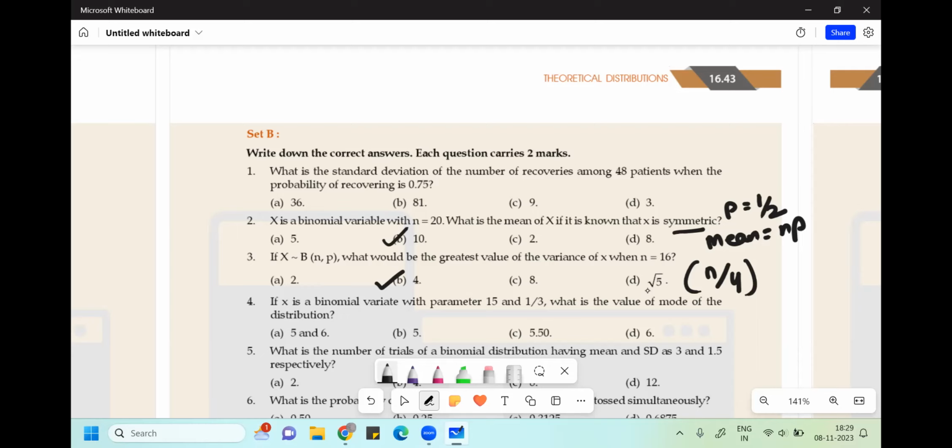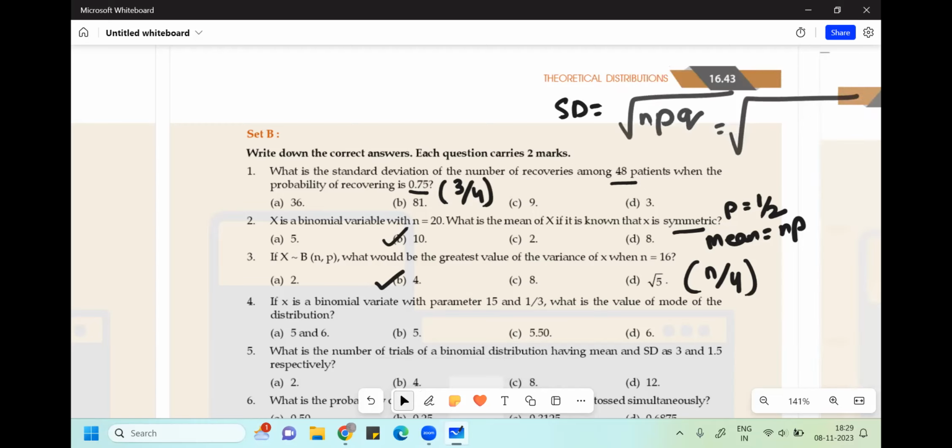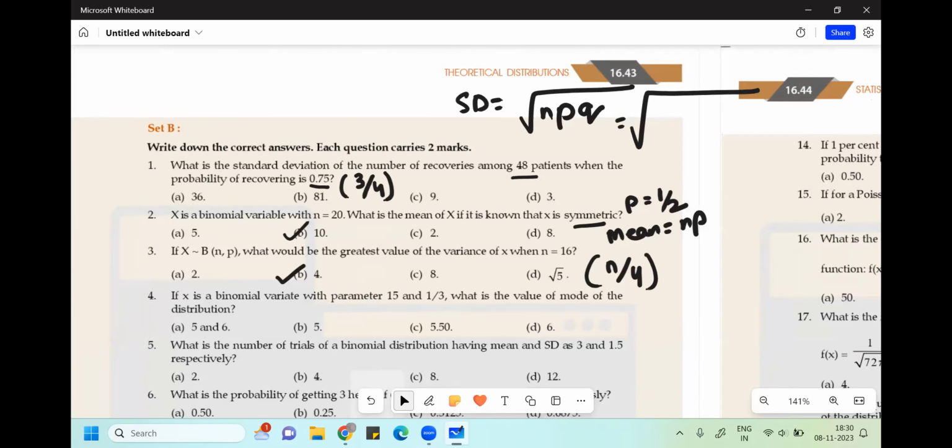Okay, thank you. So question number 1, what is the standard deviation if the N is 48 and probability of recovery is 0.75? Can I write 0.75 as 3 by 4? I hope you understand. So what is the formula of standard deviation? The standard deviation would be root of NPQ. N is 48 and P is 3 by 4. And what would be your Q? 1 by 4. 4 4s are 16, 16 3s are 48. So you will get root of 9, which means 3.